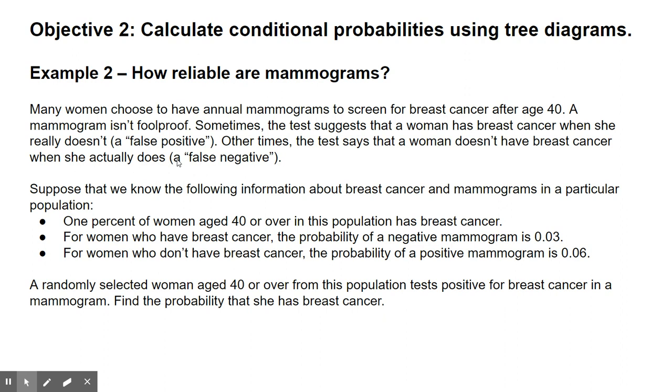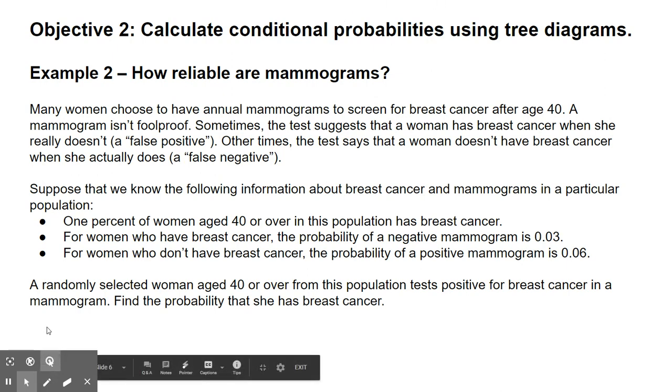Suppose that we know the following information about breast cancer mammograms in a particular population. 1% of women aged 40 or over in this population has breast cancer. For women who have breast cancer, the probability of a negative mammogram is 0.03. And for women who don't have breast cancer, the probability of a positive mammogram is 0.06. A randomly selected woman aged 40 or over from this population tests positive for breast cancer in a mammogram. Find the probability that she has breast cancer.